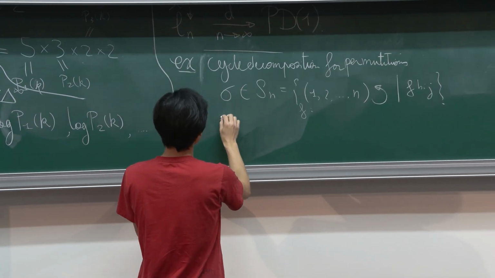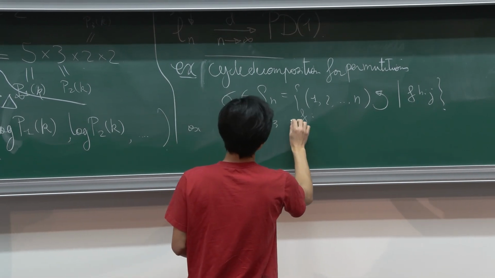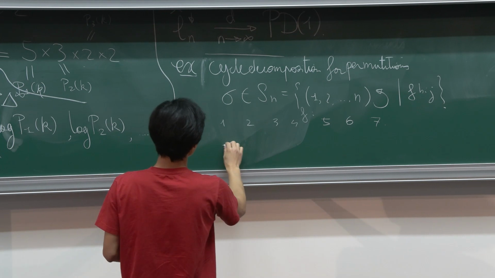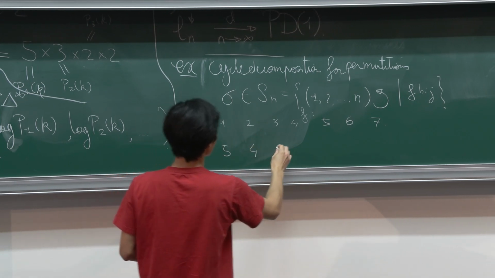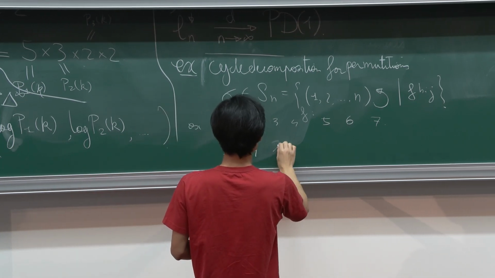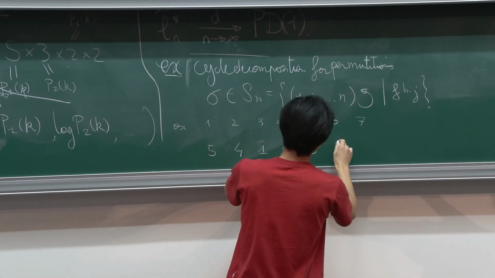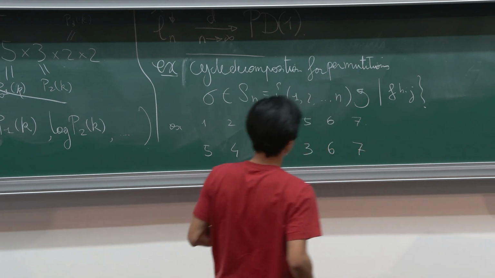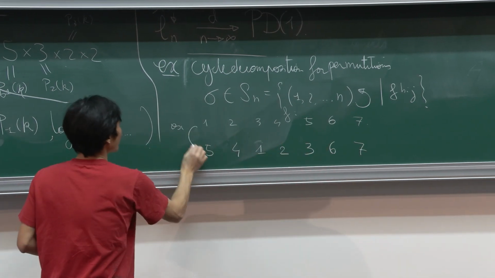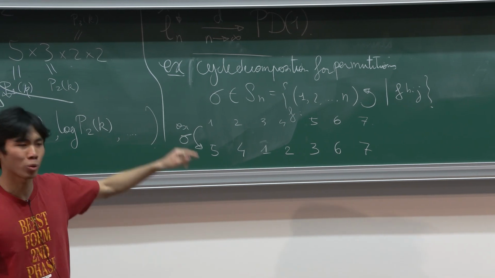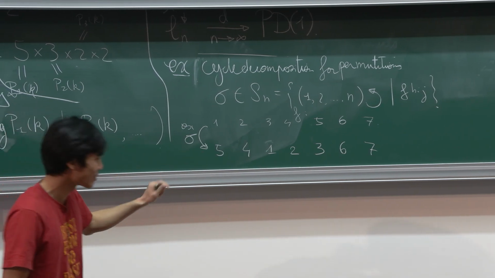For example, 1, 2, 3, 4, 5, 6, 7, and 1 is mapped to 5, 2 is mapped to 4, 3 is mapped to, say, 1, and 5 is mapped to 3, and this is a fixed point, and this one is also a fixed point. So this is what we call a presentation of such a permutation. You just write down the whole map.